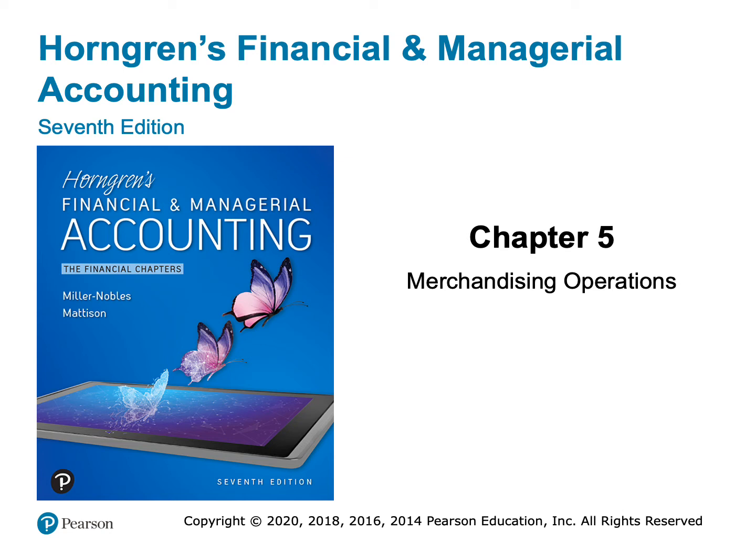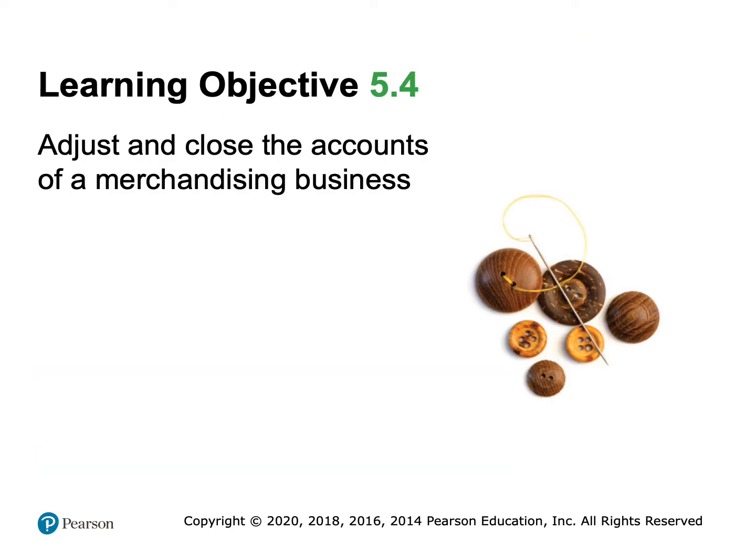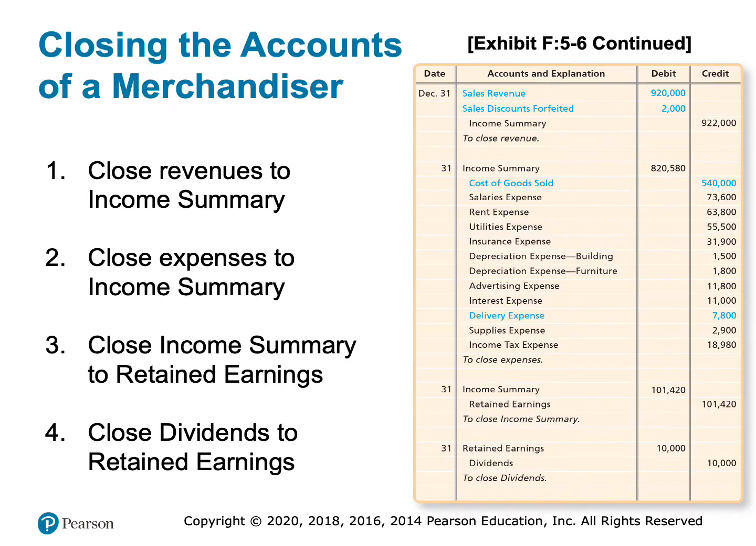So we're going to combine the last two objectives in one video here, one relatively short video. So first we're going to look at the adjusting and closing entries for a merchandiser. So we learned adjusting entries in chapter 3 and closing entries in chapter 4. We're going to do all the same adjusting and closing entries, but if we're a merchandiser, we have a little bit extra that we need to include.